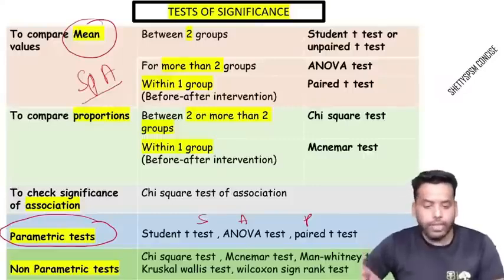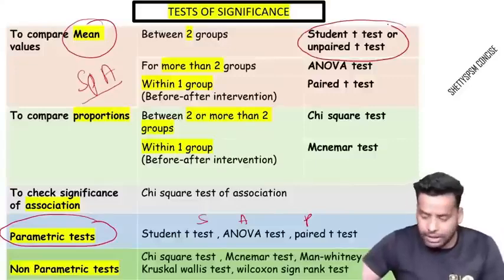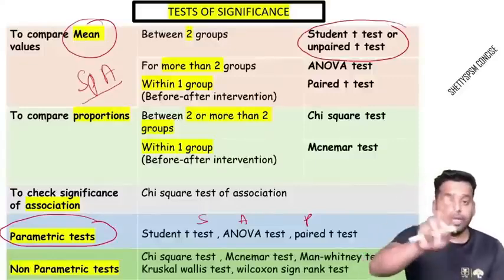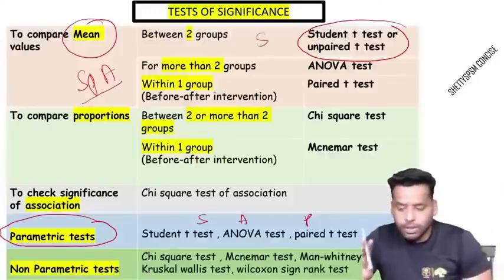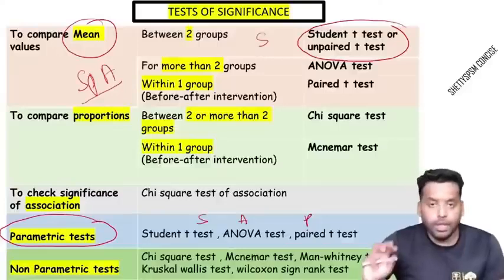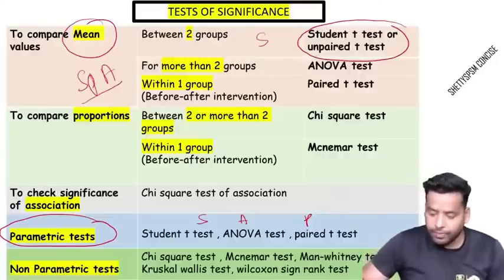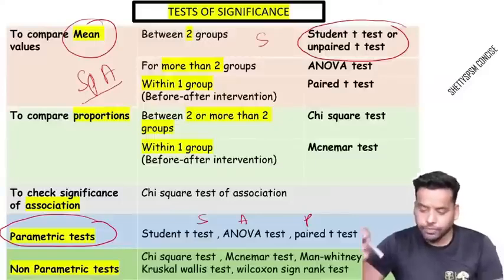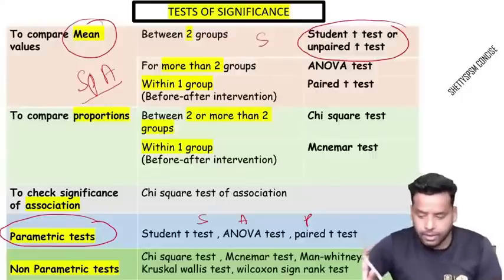If you are comparing mean values between two groups, what test is used? For example, group 1, group 2. You are giving treatment and placebo. Then later you are comparing the difference in mean hemoglobin levels between two groups. What test is used? Student t-test. What is one more name for student t-test? Unpaired t-test. Always remember this word.